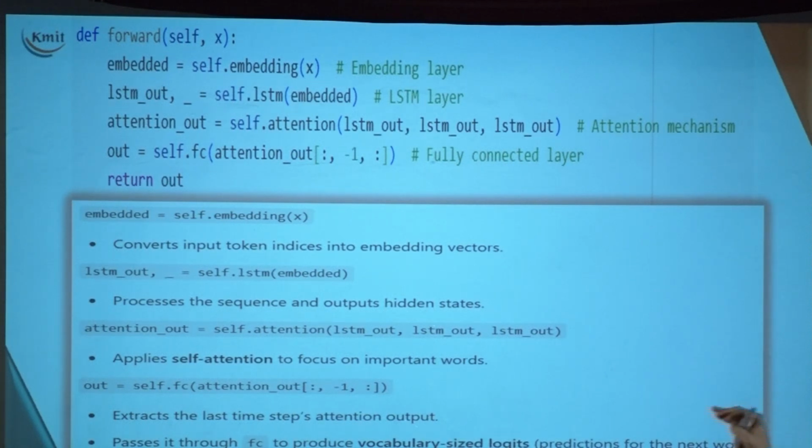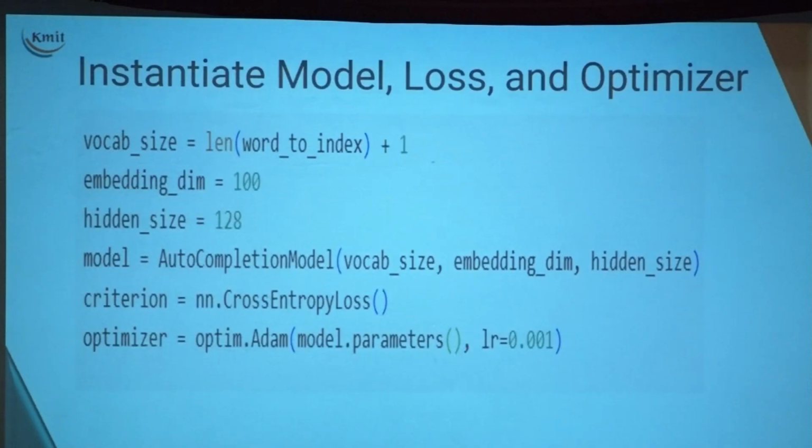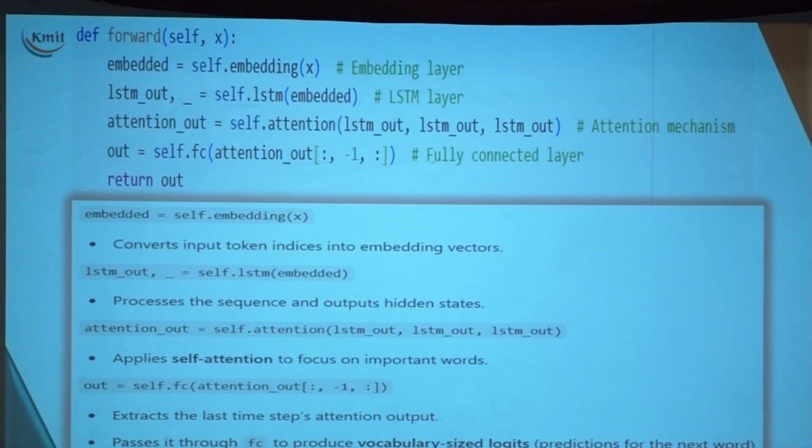So in embedding, you are giving your X and trying to figure out vectors out of it. All these vectors will be given to LSTM, and you are getting hidden states out of it. All these hidden states will be given to attention, and what you will get is attention weights. So what you are getting here, attention out will be stored, wherein attention is going to take up inputs as LSTM out, and LSTM out. All these three, query, key and value, will be the hidden states of your LSTM.